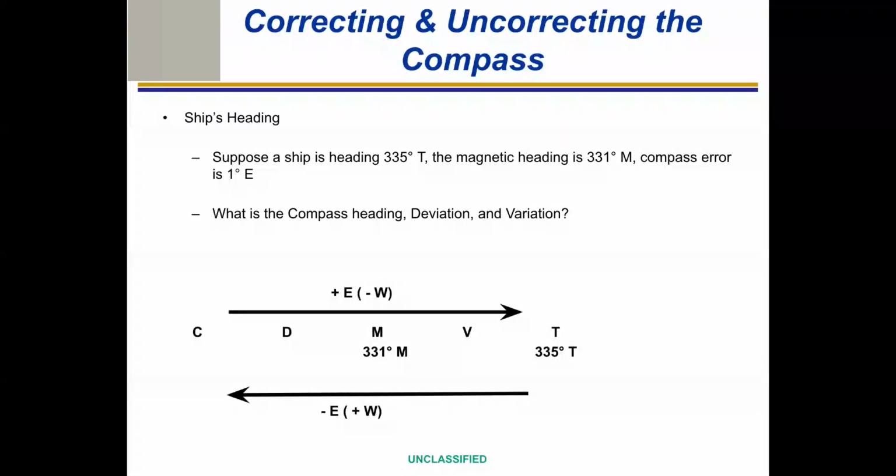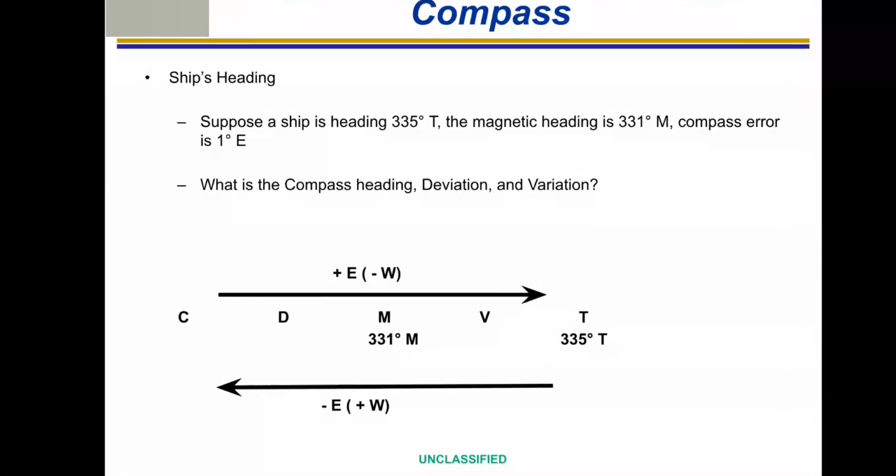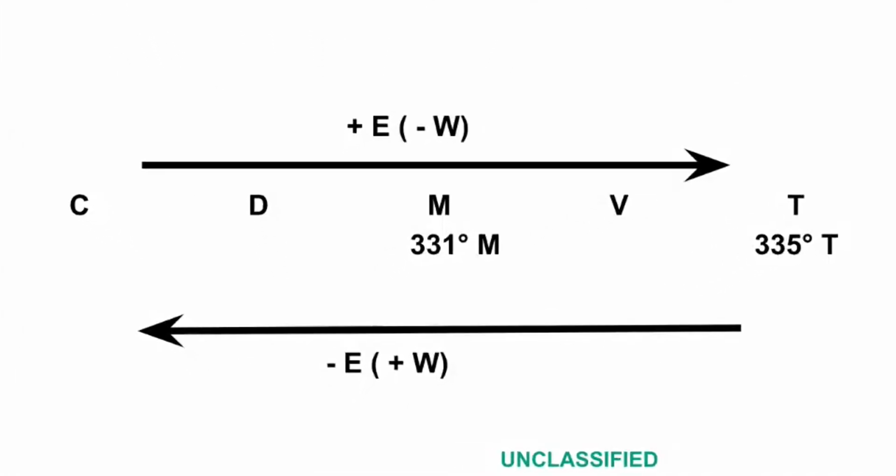We know that our magnetic heading that we're pulling from our DFGMC reads 331 degrees magnetic, and our compass error is 1 degree east. So here, because I have both true and magnetic, I'm going to want to find my variation first. In this situation, we have our true heading and we're moving away from true towards magnetic and ultimately towards our compass heading.